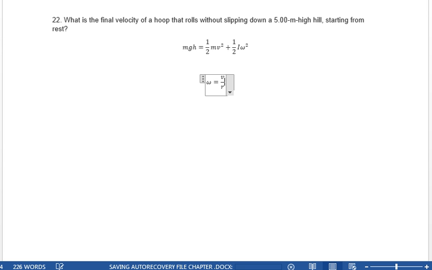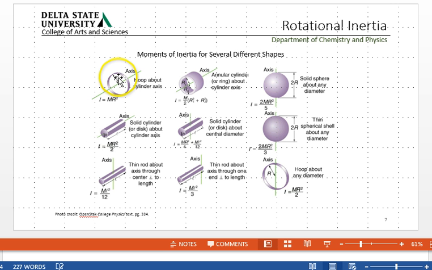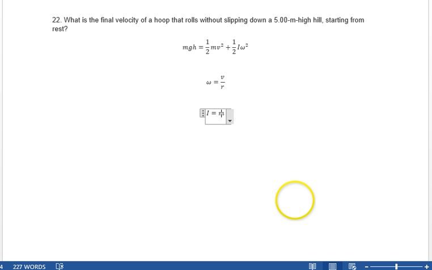Now, if it was slipping, we could still have omega equals V over R, but it wouldn't be the same V, right? We'd have V2. The fact that it's not slipping means that these V's are, in fact, the same V's. All right, so omega equals V over R. And I for a hoop is what? I for a hoop, our handy chart, I for a hoop is mr squared, right? mr squared.